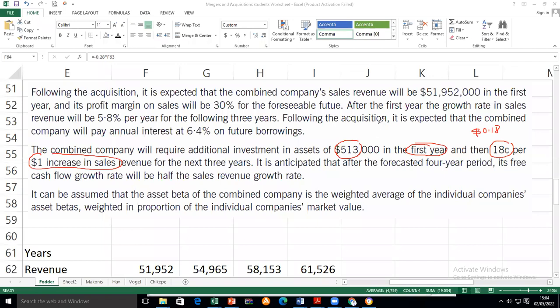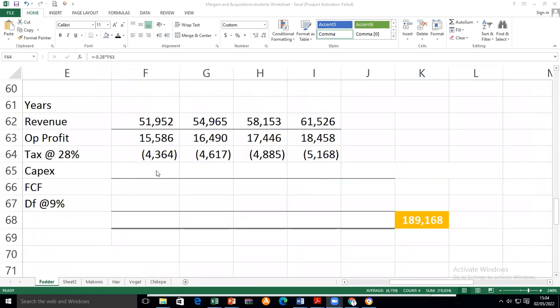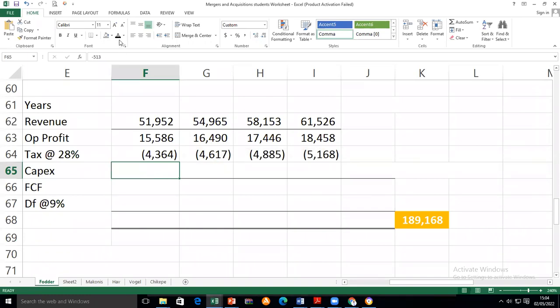That is what we are going to do. Let us see if all of us can do it correctly. For the first year, they have given us the figure. What for the next year? Here, you need to get the increase in revenue: 54,965 minus 51,952 multiplied by 0.18.